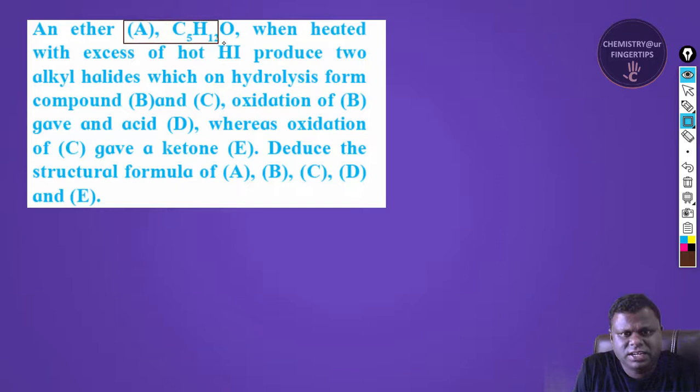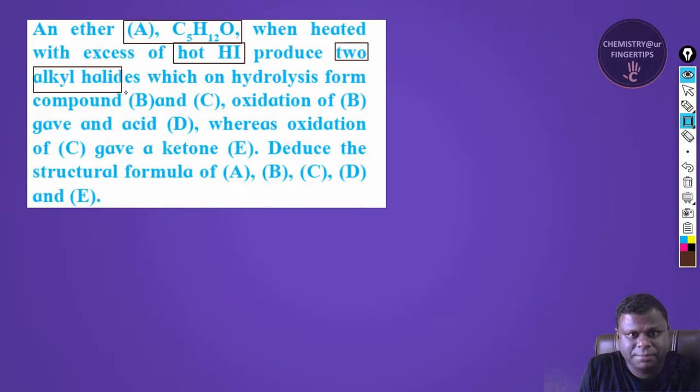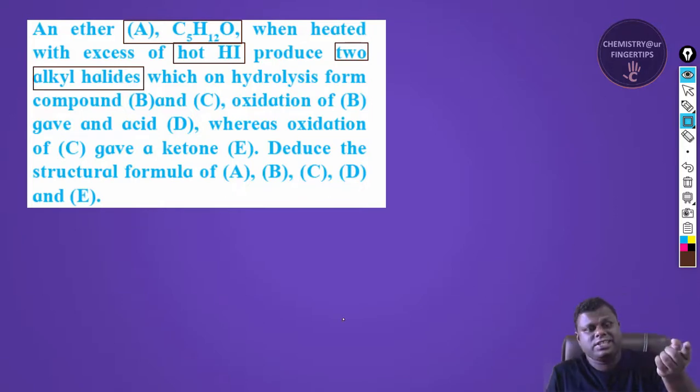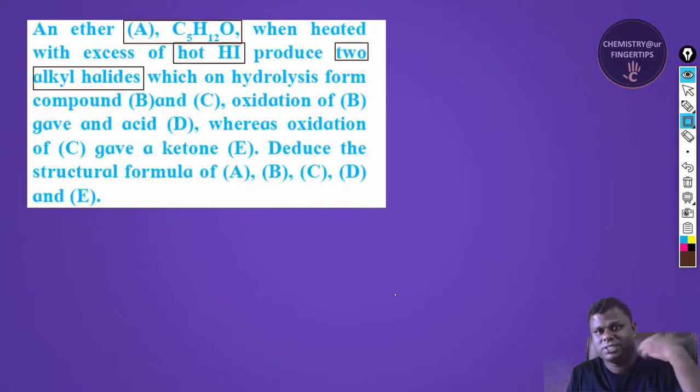So you have an ether A and it is heated with excess of hot HI. These are the keywords which I'm just marking. Okay, it produces two alkyl halides. Okay, and two alkyl halides they have given. That means it's going to be different. Otherwise, they would have given you 2 moles of alkyl halide, right?